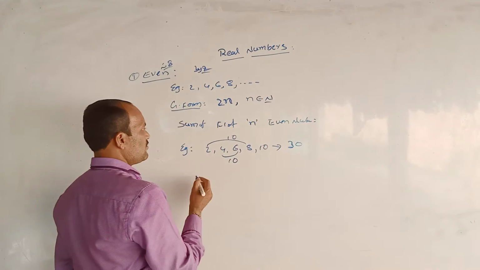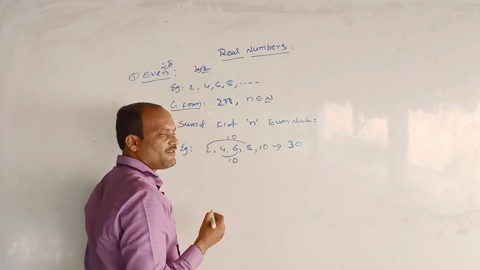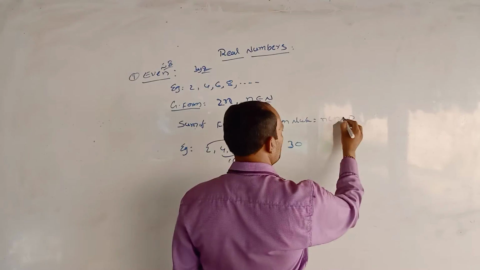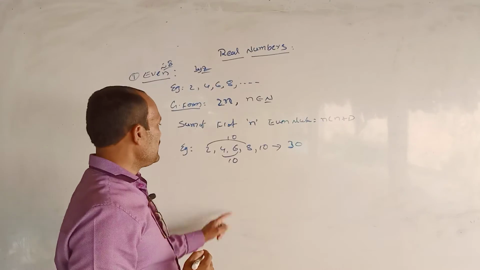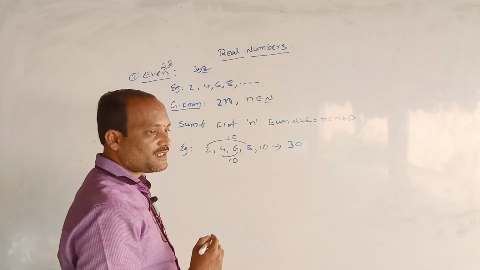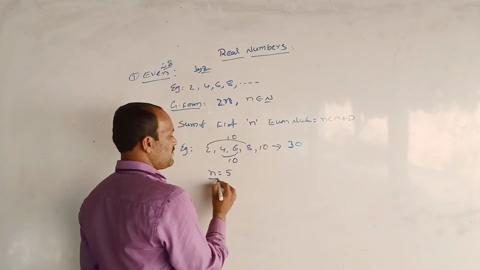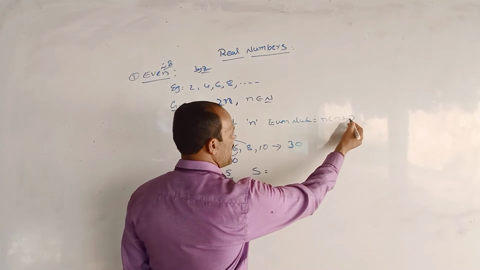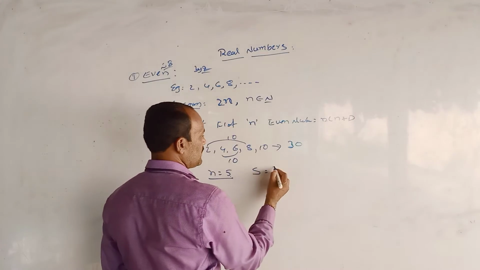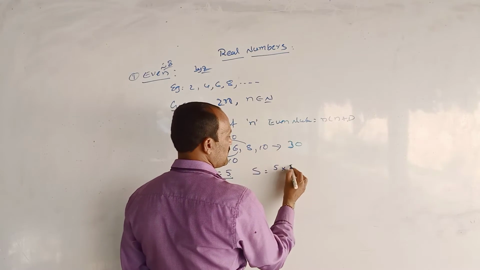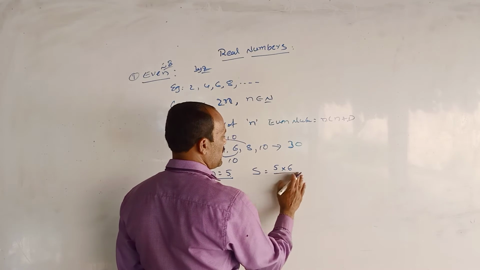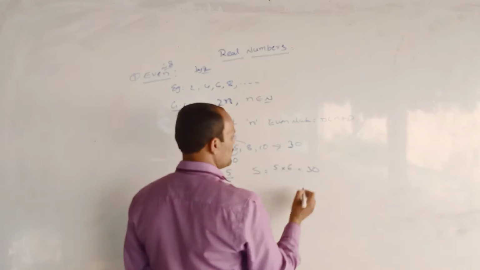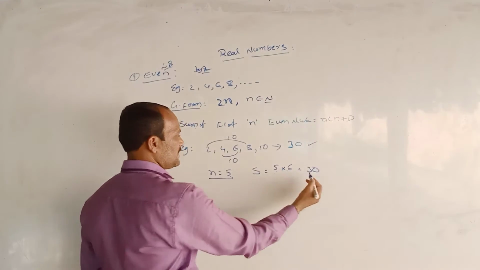It also has one formula. The sum of the first n even numbers. What is the formula? n into (n plus 1). In this example, how many even numbers are taken? n is equal to 5. So the sum is n into (n plus 1), that is 5 into (5 plus 1), 5 into 6, which is 30. This is the formula.